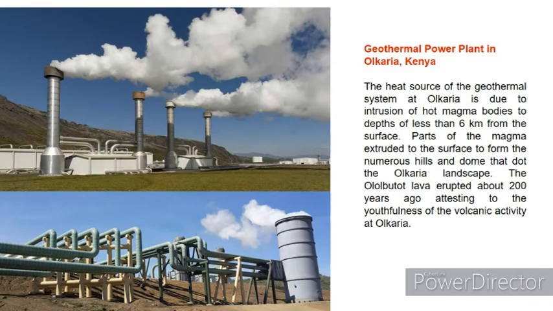The geothermal plant in Kenya, located at the place Olkaria, is seen here. The heat source of the geothermal system at Olkaria is due to the intrusion of hot magma bodies to depth of about 6 kilometers from the surface. The lava has erupted in this place some 200 years ago. Parts of the magma extruded to the surface to form numerous hills in the landscape of Olkaria in Kenya.